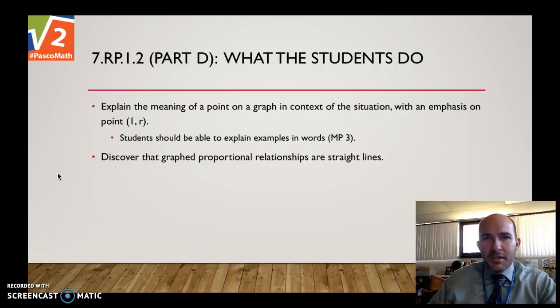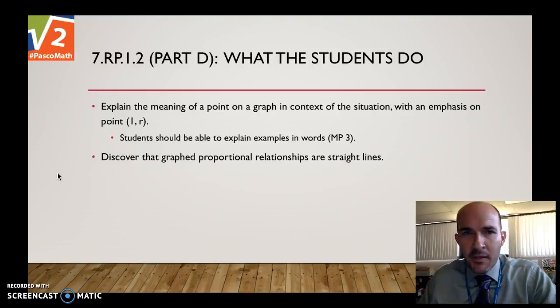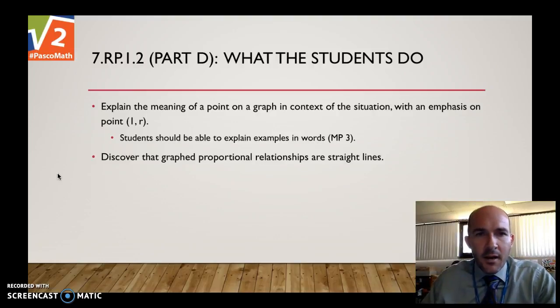So let's transition to what the students should be doing. Again, they need to explain the meaning of the point on the graph in the context of the situation, with emphasis on the point (1, r). Students should be able to explain examples in words. It's a great opportunity for Standard for Mathematical Practice 3: construct viable arguments and critique the reasoning of others. They also need to discover that graphs of proportional relationships are straight lines that go through the origin.